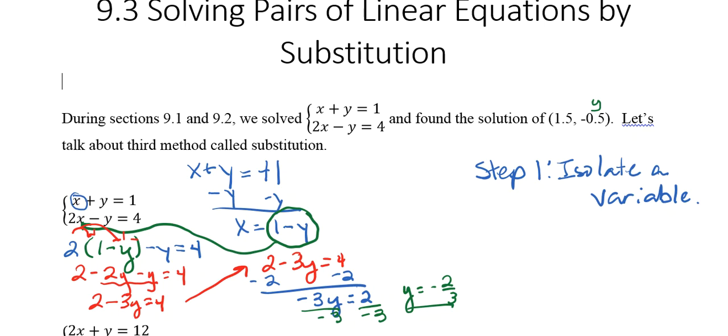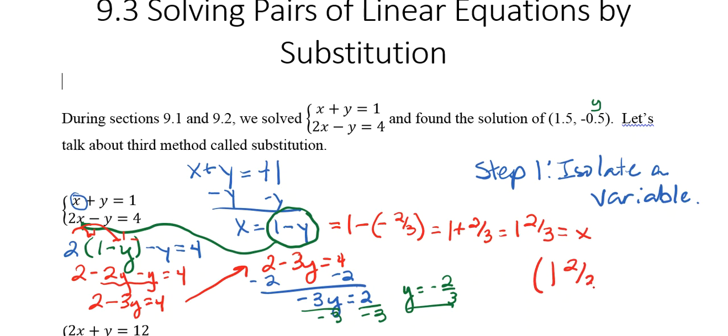You take either equation and you plug in. I always find it easiest to take the piece that you already solved for and just complete it. So this is just 1 minus, my y is negative 2/3. So that's 1 plus 2/3, which is 1 2/3 or 5/3. So my answer is 1 2/3 and negative 2/3. It's the exact answer that I got in the last video.